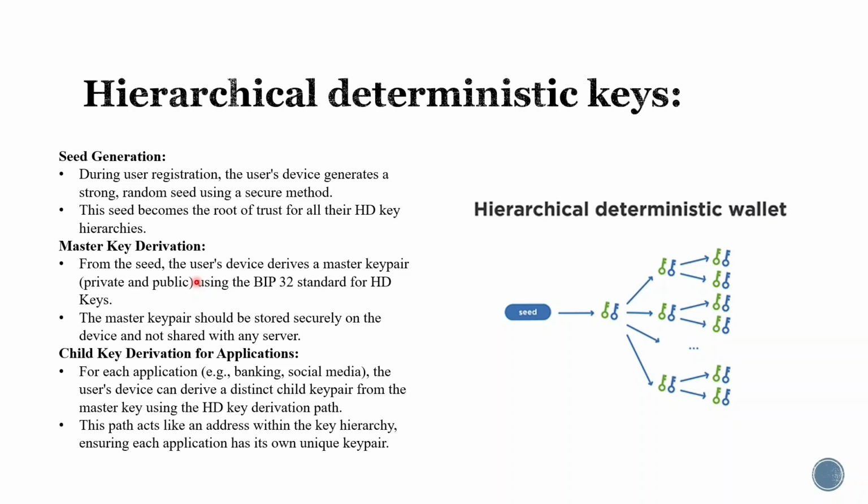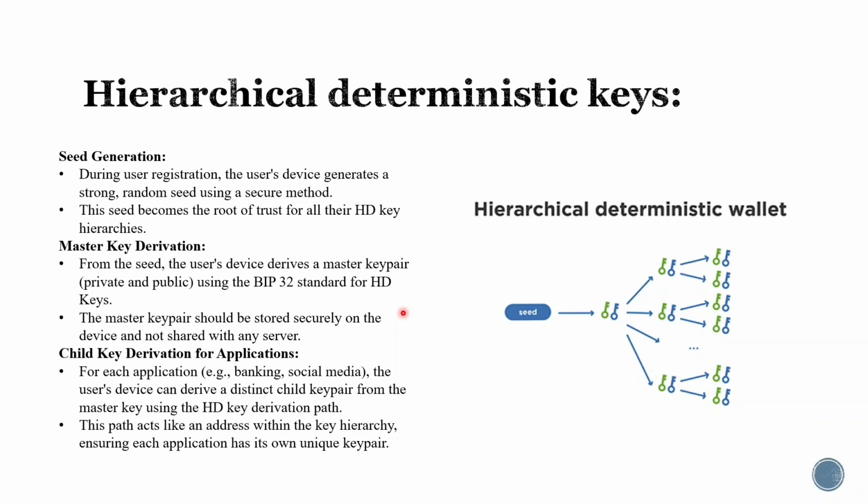This protocol can use the concept of hierarchical deterministic keys. What these hierarchical deterministic keys are is basically that a seed is generated. The seed is a random value or a cryptographic hash. We can use this cryptographic hash to derive a master key pair, meaning a public and private key pair, and this will act as a master key. This can be done using the BIP32 standard for hierarchical deterministic keys. The master key should be stored securely on the user's device, and this can be used to derive further child keys through this master key.